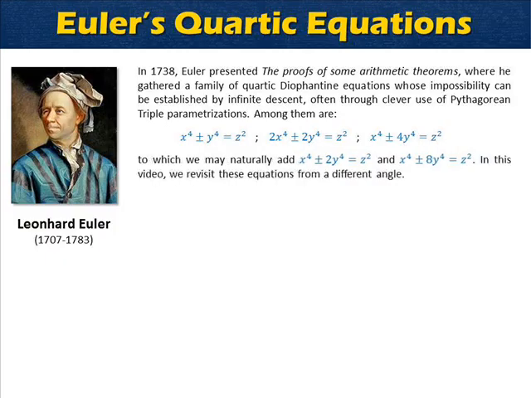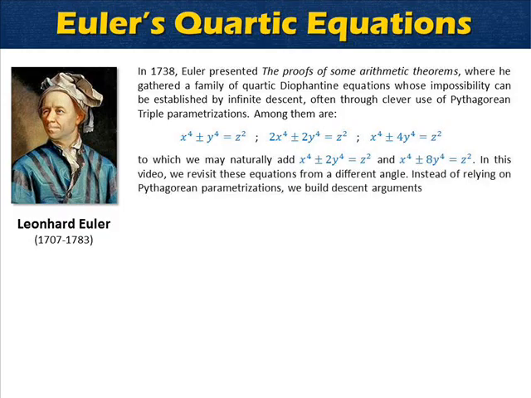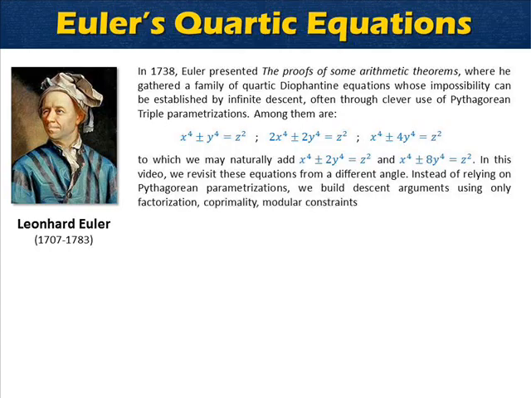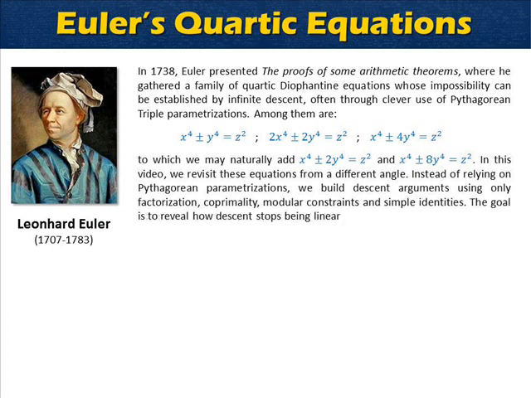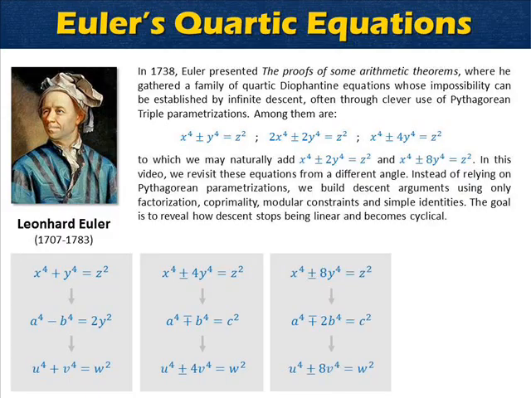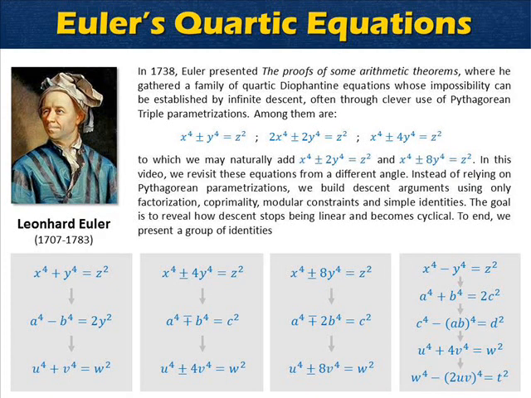In this video, we revisit these equations from a different angle. Instead of relying on Pythagorean parametrizations, we build descent arguments using only factorization, coprimality, modular constraints, and simple identities. The goal is to reveal how descent stops being linear and becomes cyclical. To end, we present a group of identities linking these quartic equations.